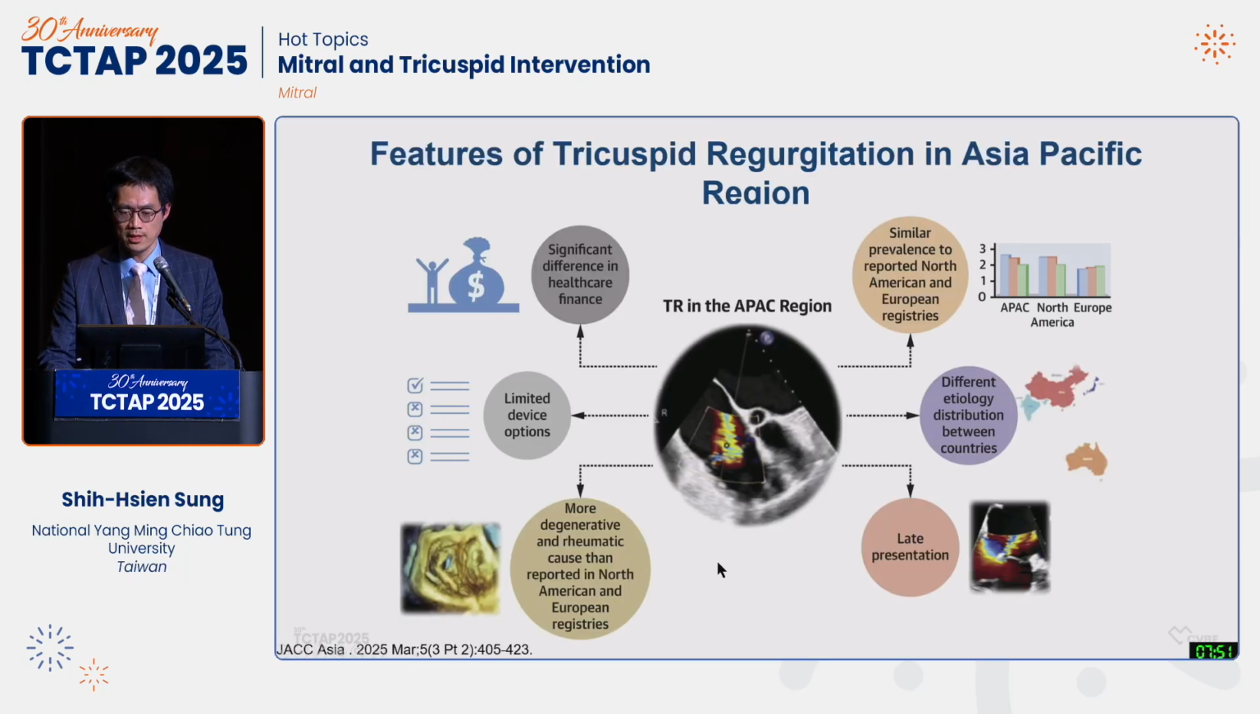We all know that the prevalence of severe tricuspid regurgitation in Asia-Pacific is similar to the data reported in North American and European registries. But the difference is that there are more degenerative as well as rheumatic causes of tricuspid regurgitation compared to Western countries. However, patients in Asia-Pacific always present their symptoms very late, until they have real RV failure. Also, device availability and reimbursement policy across the countries are very different.